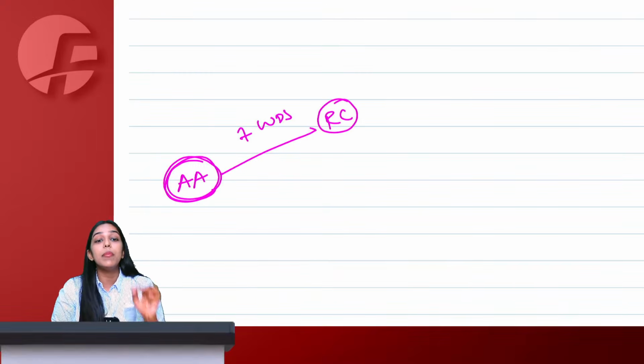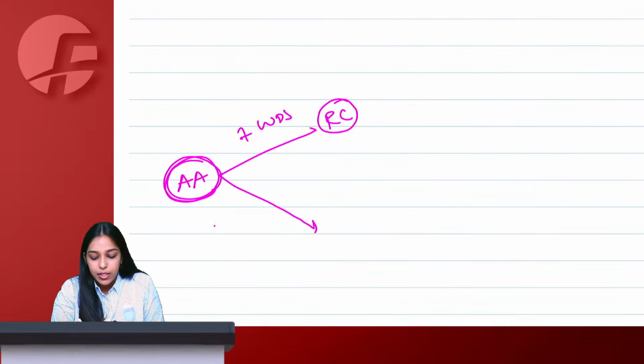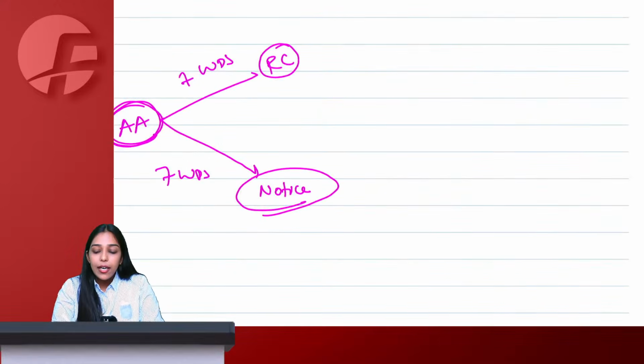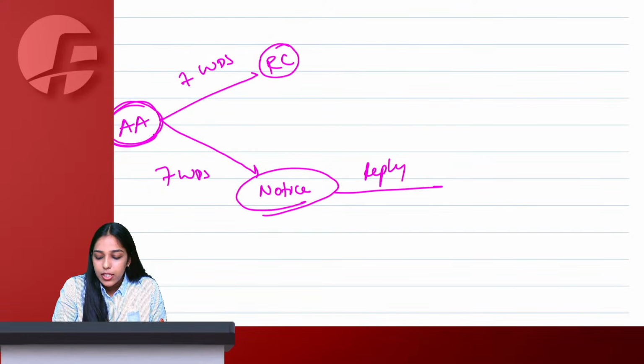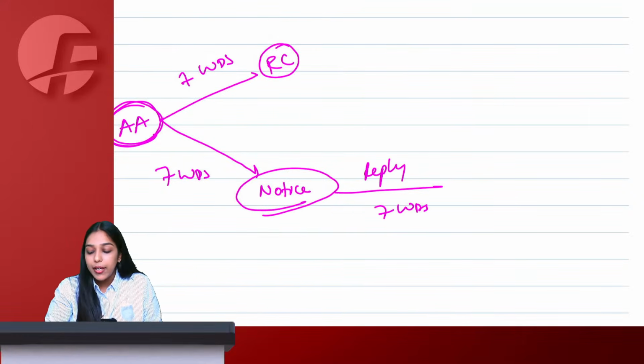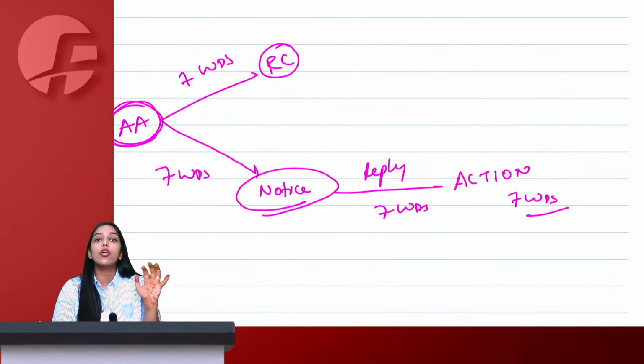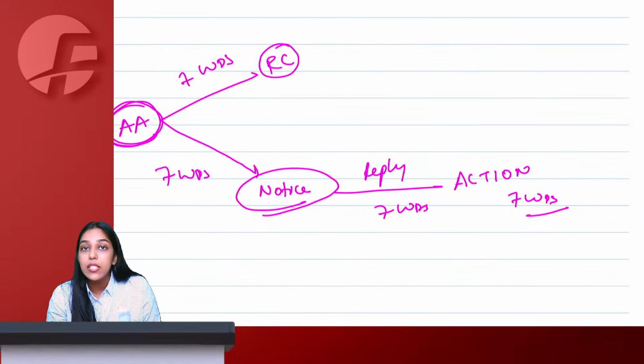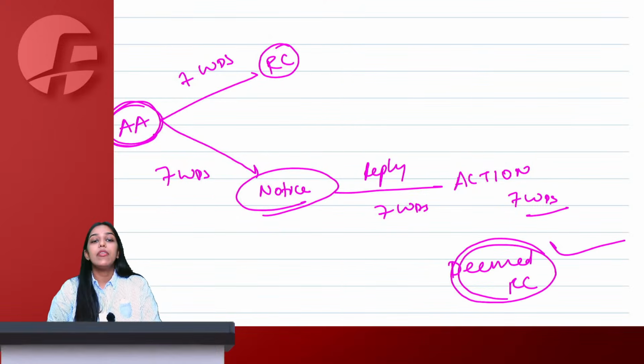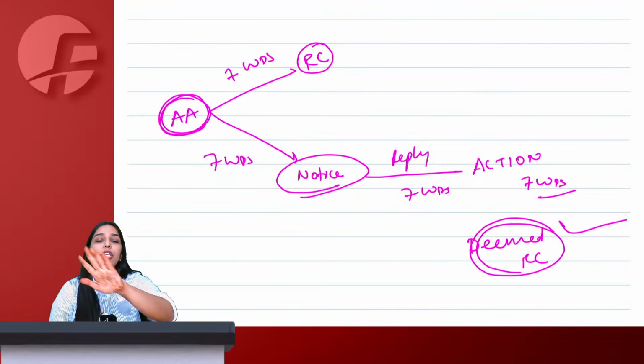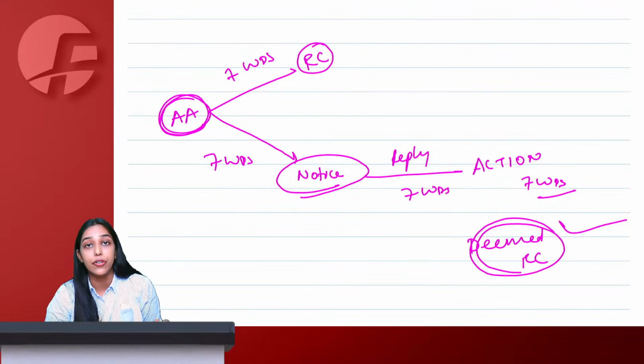If I do not get it, it will be deemed as if I have got the RC. If my authentication is successful, but there is some deficiency, then within 7 working days, notice will be issued to me. Once I get the notice, I reply to the notice within 7 working days. Once I reply, the officer again takes an action within 7 working days whether to accept or to reject. Because if nothing is done within 7 working days, it will be deemed as if I have received the registration certificate. Tell me, are you clear with the entire procedure till here?